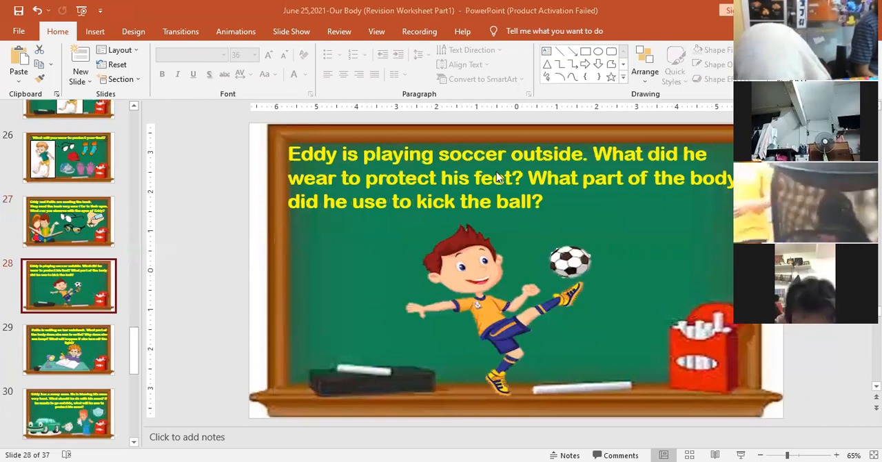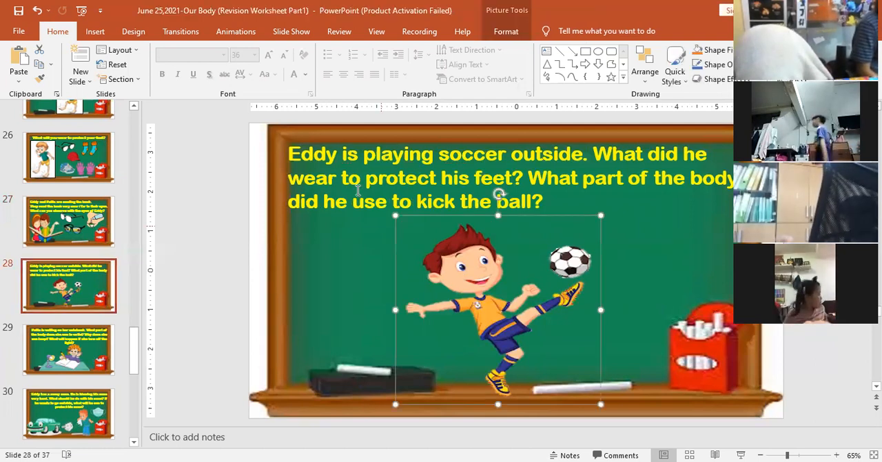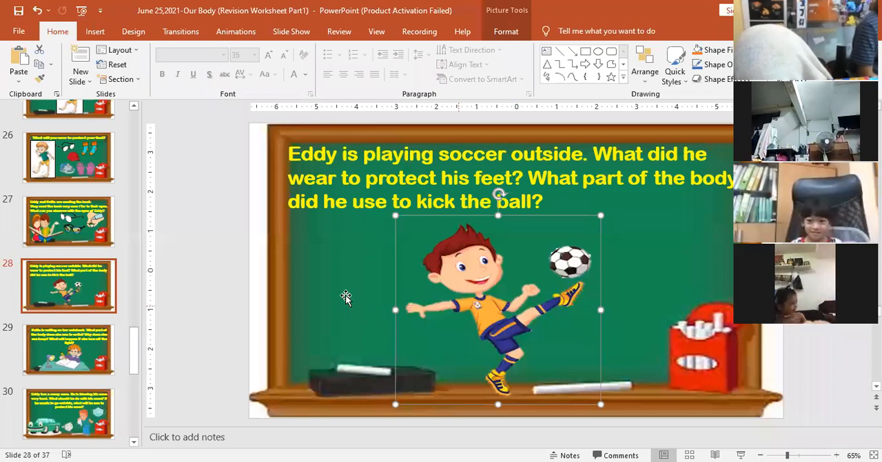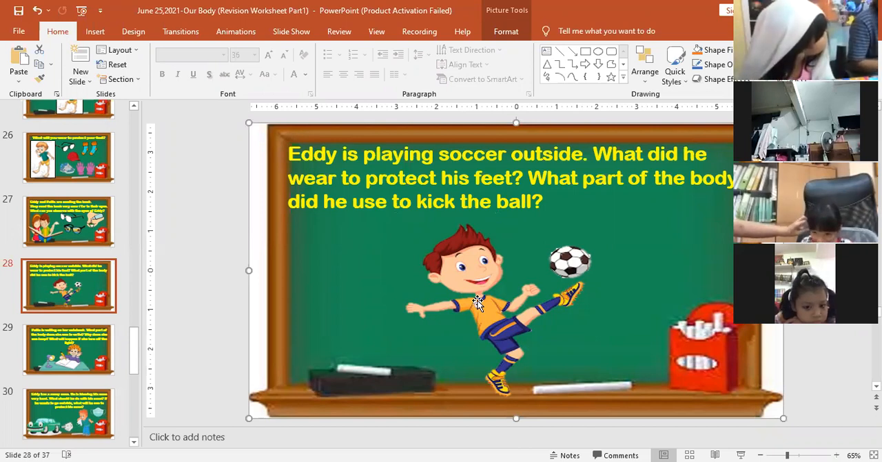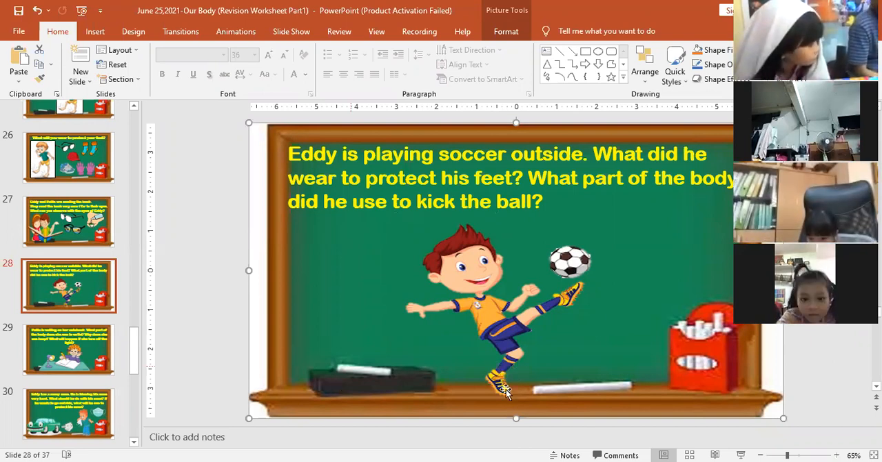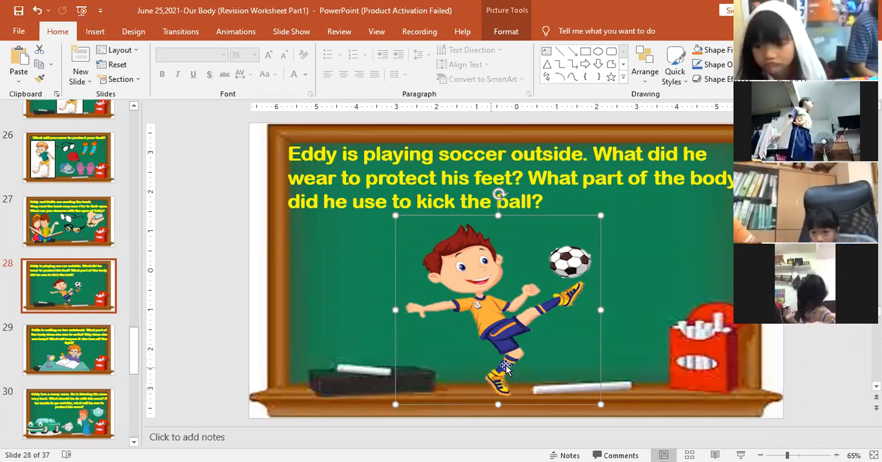Eddie is playing soccer outside. Do you also play soccer outside? What did Eddie wear to protect his feet? Where is Kanyakon? What is Eddie wearing on his feet so that he can play soccer?